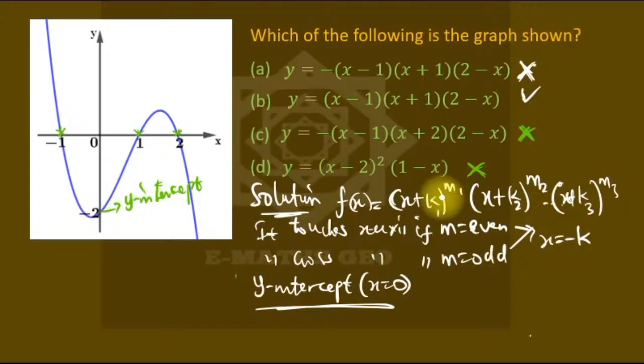We first look out for the power, whether it's even or odd, to know whether it will cross or touch. And we now use our intercept, the y-intercept. Remember, what we used here is the x and y-intercept, because at this point y is also 0. So the major thing in graphing is the x and y-intercept.